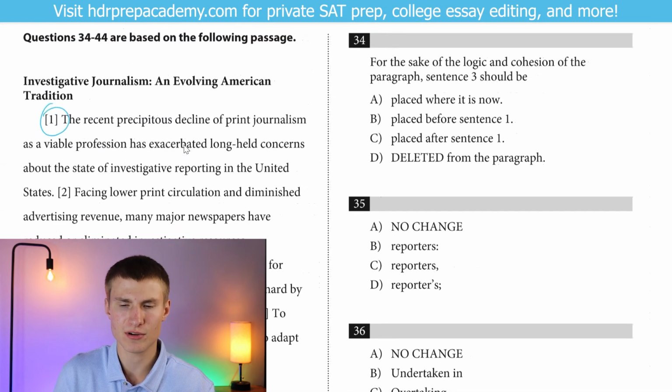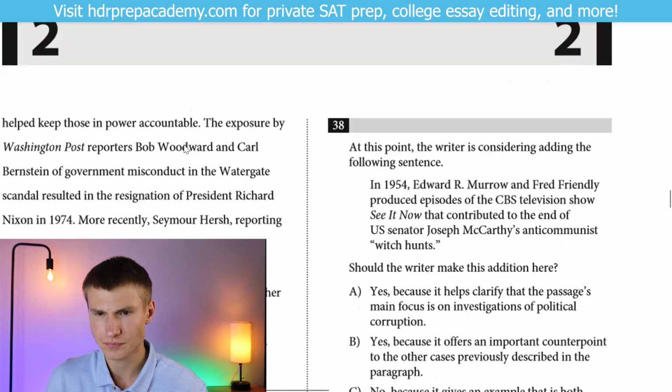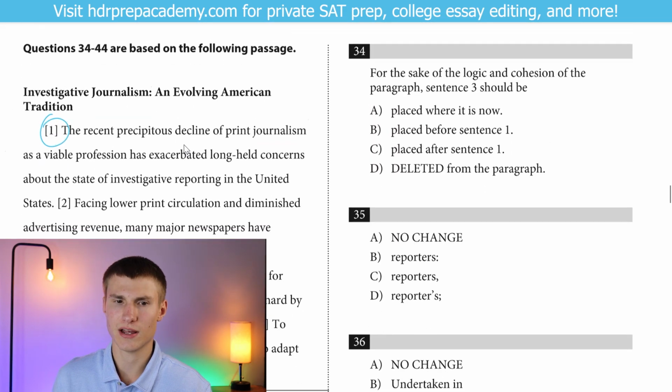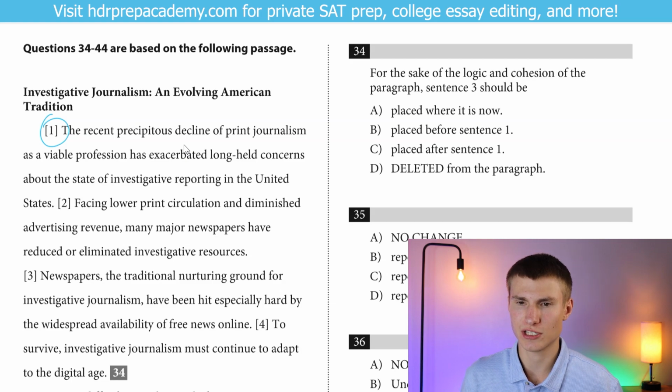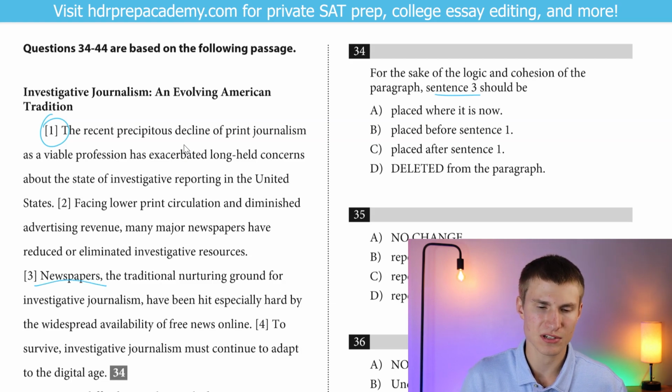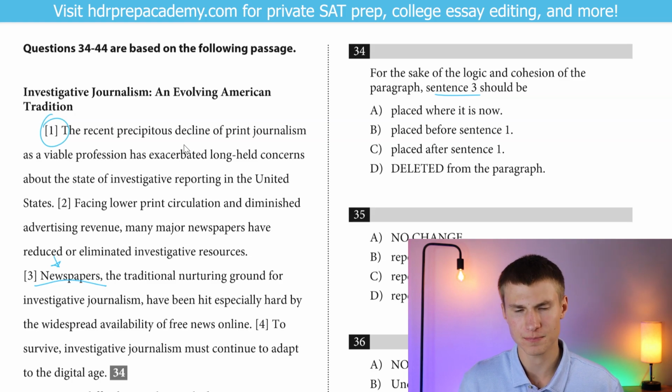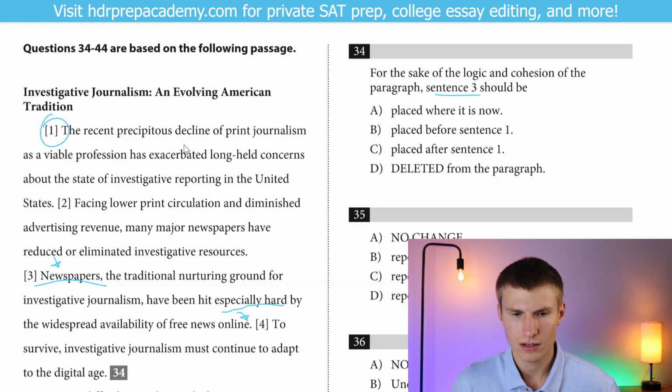All right, so we've got investigative journalism and evolving American tradition. Once again, I see I've got that number there, so I'm going to find the sentence I'm placing. Looks like it's going to be on 34. Okay, so for the sake of logic and cohesion, sentence 3 should be placed where? Let's go ahead and read sentence 3. We're starting out with newspapers. I want to talk something about newspapers before it. And then the traditional nurturing ground for investigative journalism have been hit especially hard by the widespread availability of free news online. So I'd want to then elaborate on how they've been especially hit hard by that availability of free news online. So let's go ahead and read through.